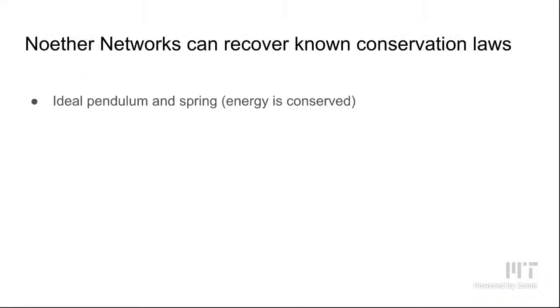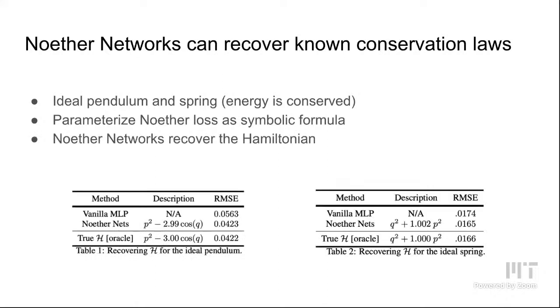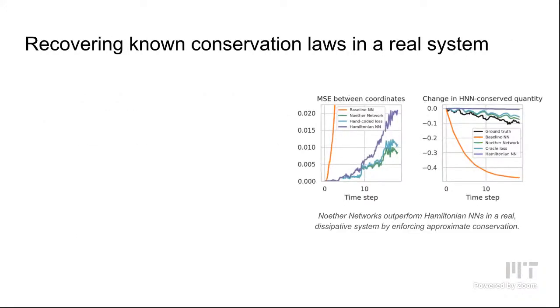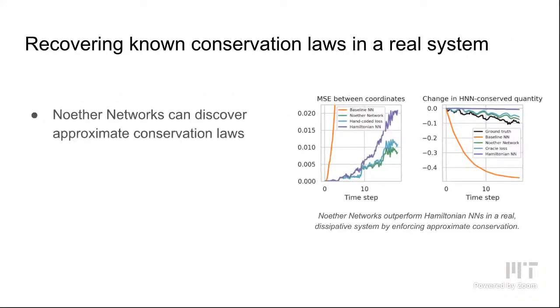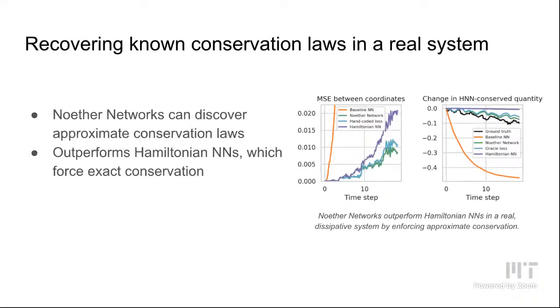The first setting that we explore is an ideal pendulum and spring, where we parameterize our Noether loss as a symbolic formula. And we find that our Noether network can indeed recover this functional form. In a real-world pendulum system, we also discover that Noether networks can find approximate conservation laws, and they outperform Hamiltonian neural networks, which force exact conservations.